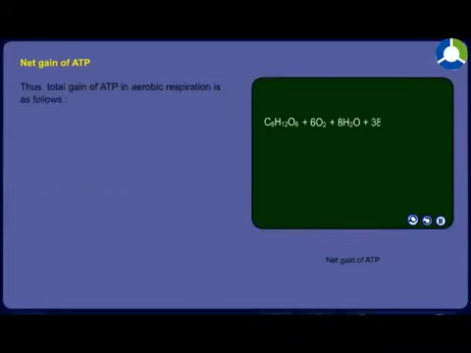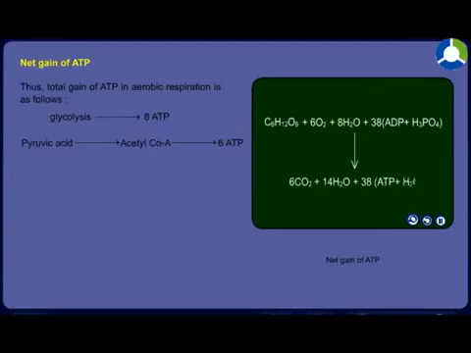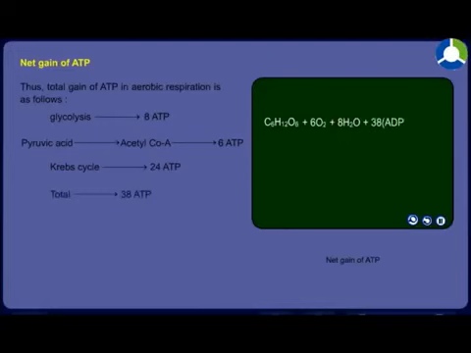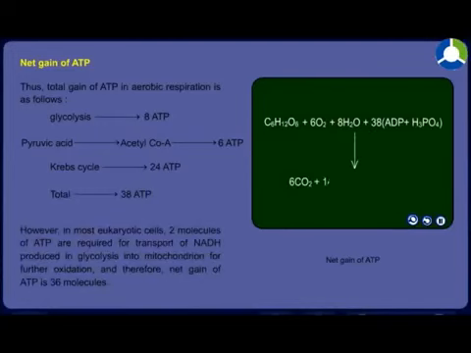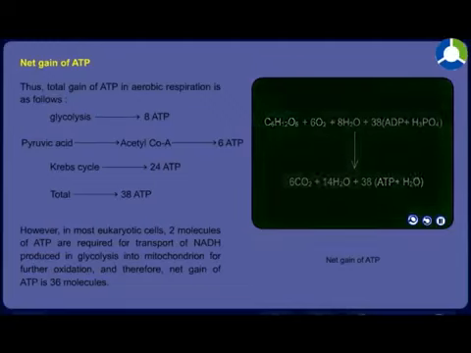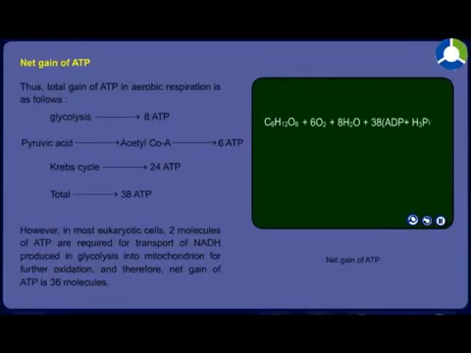Thus, the total gain of ATP in aerobic respiration is as follows. Glycolysis produces 8 ATP. Pyruvic acid produces acetyl CoA, which produces 6 ATP. Krebs cycle produces 24 ATP. Total 38 ATP. However, in most eukaryotic cells, 2 molecules of ATP are required for transport of NADH produced in glycolysis into the mitochondrion for further oxidation, and therefore the net gain of ATP is 36 molecules.